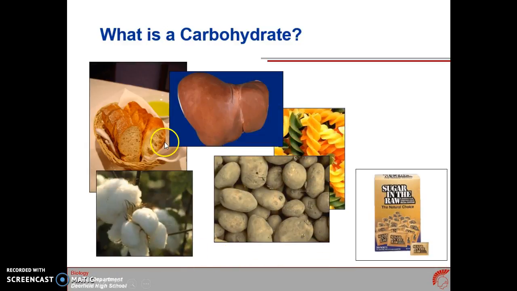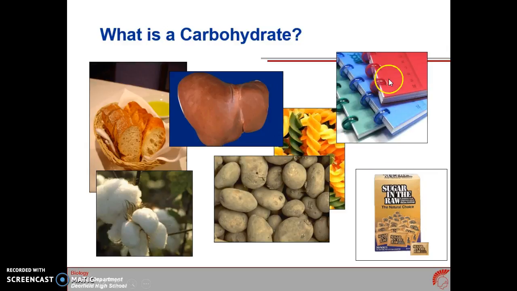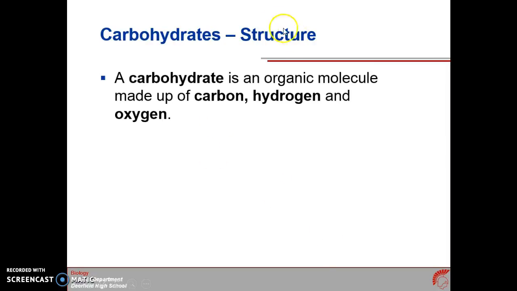So carbohydrate, when you think of a carbohydrate, you can think of these pictures that I'm putting on the screen right now, including some bread, pasta, sugar. The cotton contains the cellulose, the starch that is stored in liver, and cellulose in paper as well. So different types of carbohydrates. Let's focus on the structure.